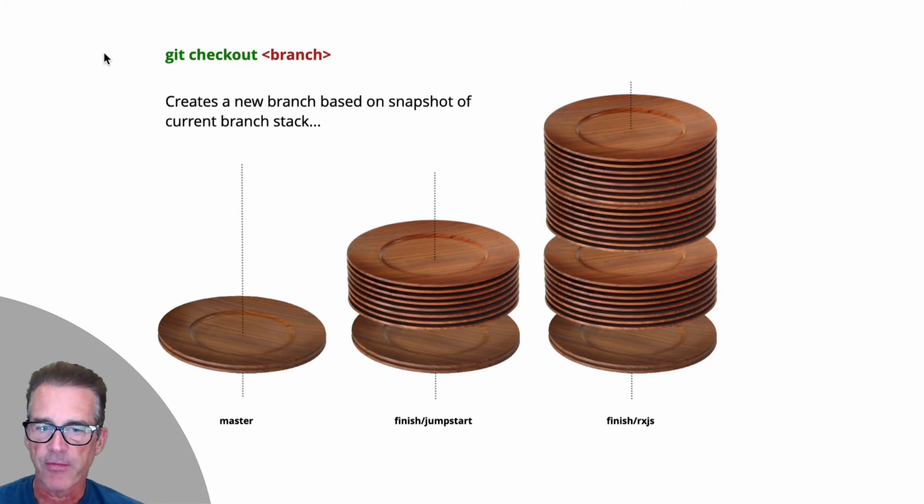Likewise, if from finish jumpstart, we then created a new branch called finish rxjs, again, it would take a snapshot of both of those stacks, create them as the base for the new RxJS branch, and any new commits we added on top of that would be just additional plates stacked on top of each other.